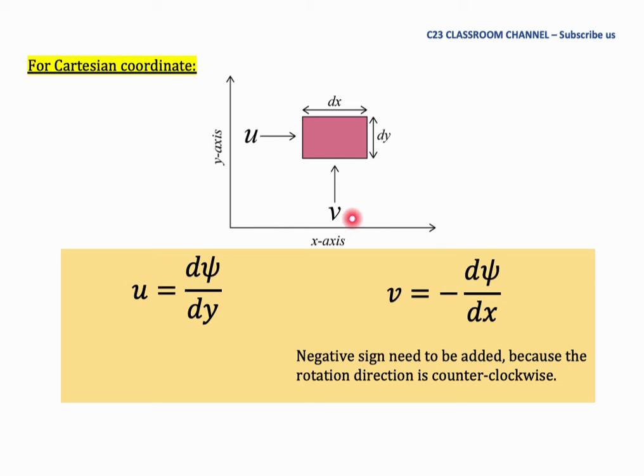And then the value of v here is negative d psi over dx, where d psi here is the stream function for this particular area, and dx here is the cross-sectional. Again, the length here is dx, and the thickness of this element is equal to 1, so it is only shown as dx.